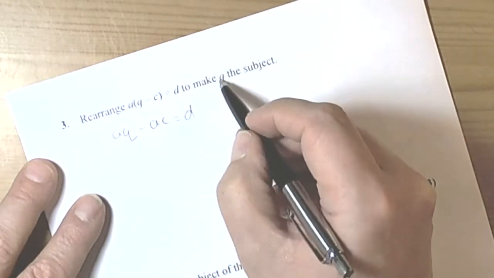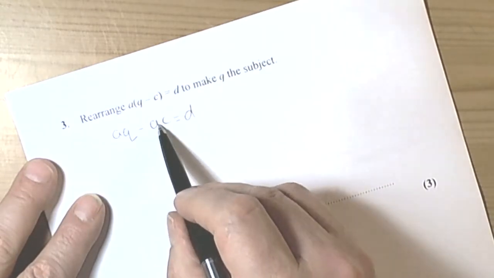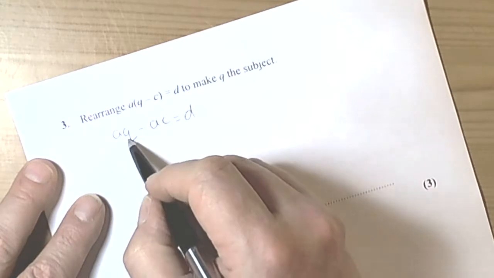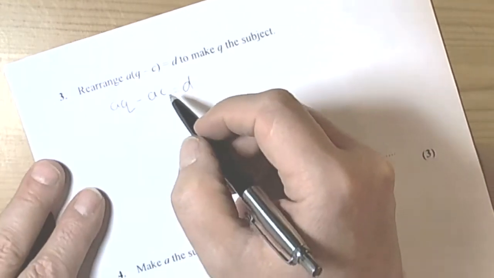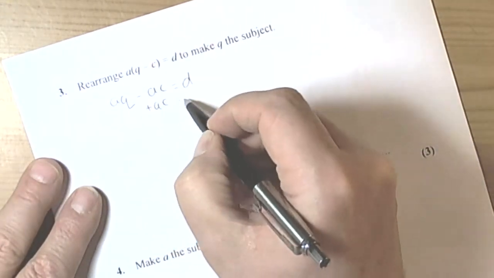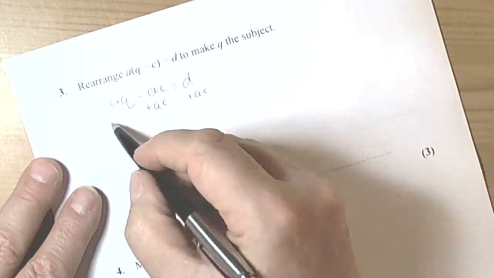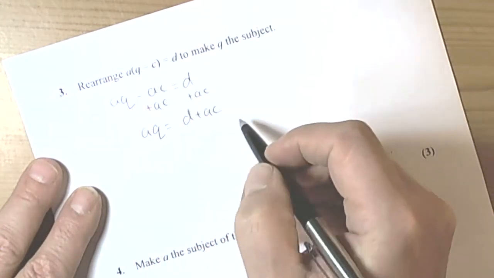and that is equal to d. We're trying to make q the subject, so we need to move the minus ac across the other side. So because the q is already positive here, there's just the minus ac and the a itself to move first. So let's have a look. So we're going to add ac, because that's the opposite of minus ac, so we end up with aq is equal to d plus ac.